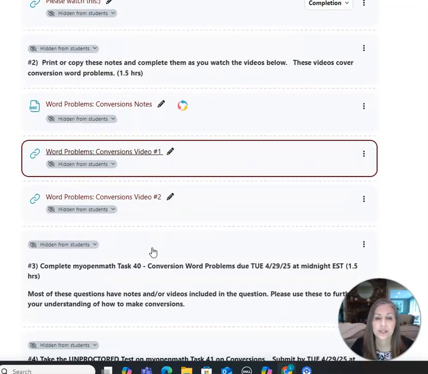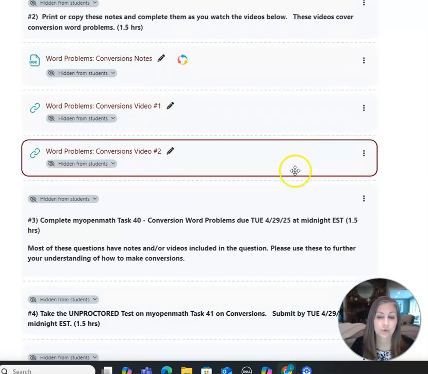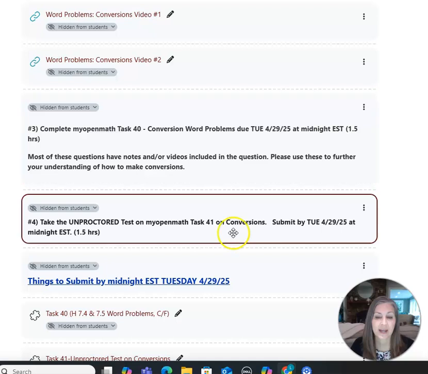We are going to do this week, we're going to do word problem conversions. So last week was just basic convert liters to grams or convert pounds to kilograms or convert miles to kilometers or whatever. But this week they're actually word problems. So you'll do one task on MyOpenMath with that.